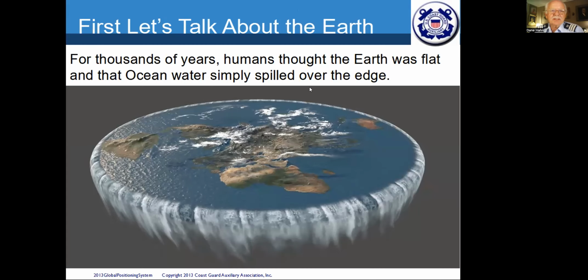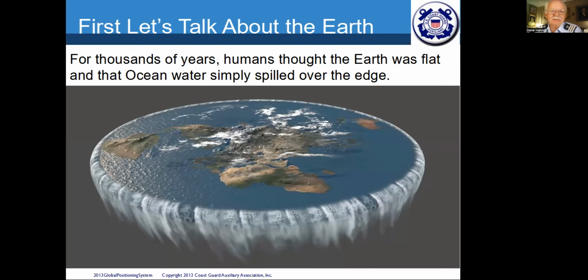So here's what the Earth looked like long before you were born. For thousands of years, humans were pretty sure the Earth was flat because it was flat where they lived, and that the ocean water simply spilled over the edges. And that was basically the Earth that they lived on.